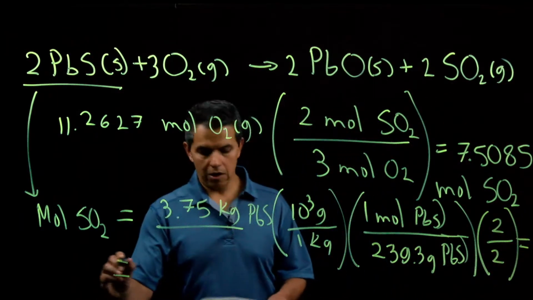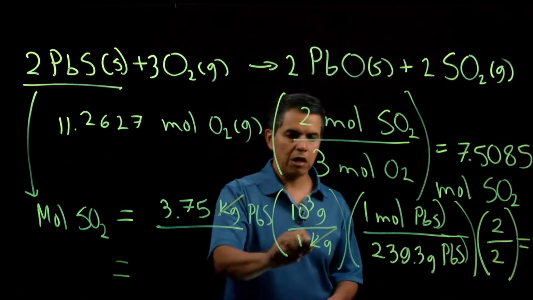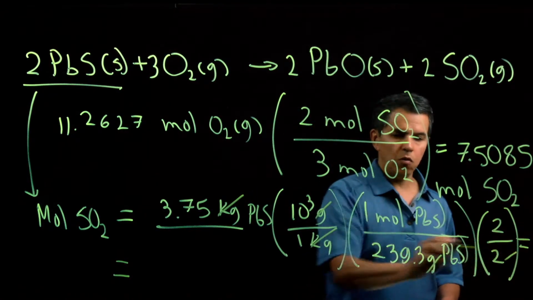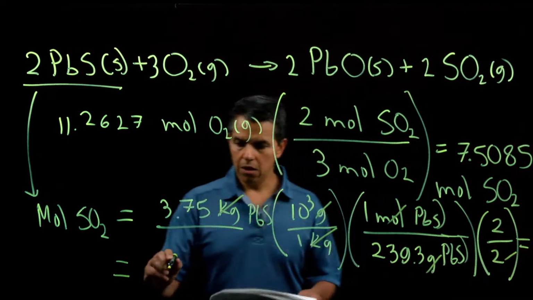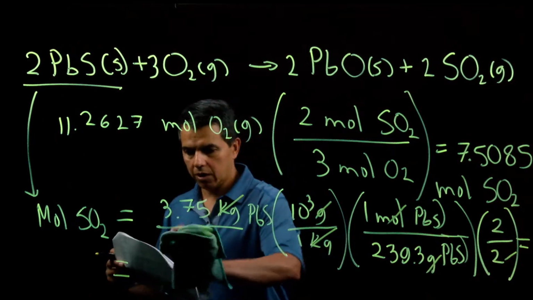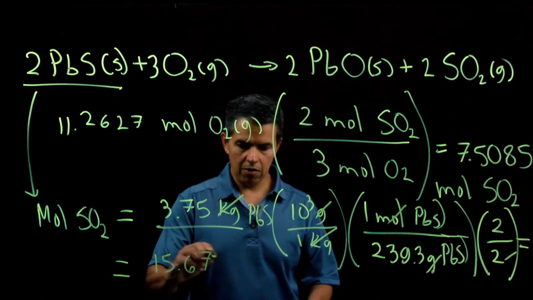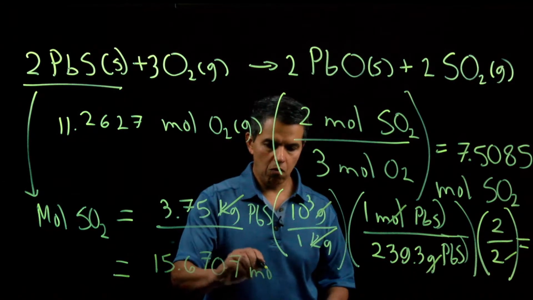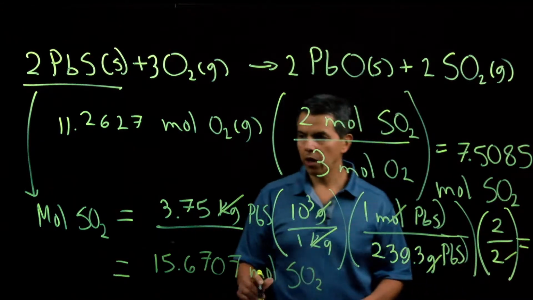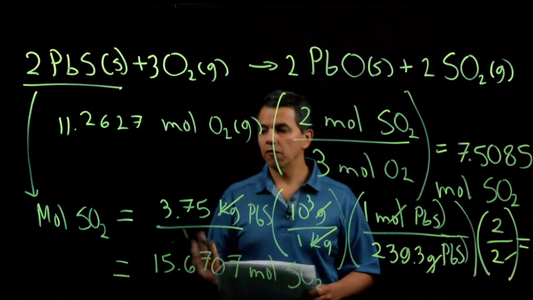So the net result of this calculation is going to be, we're going to cross out some units beforehand: kilograms, kilograms, grams, grams, and then this corresponds to these moles here. So the net result will be, let me correct that, 15.6707 moles of sulfur dioxide.